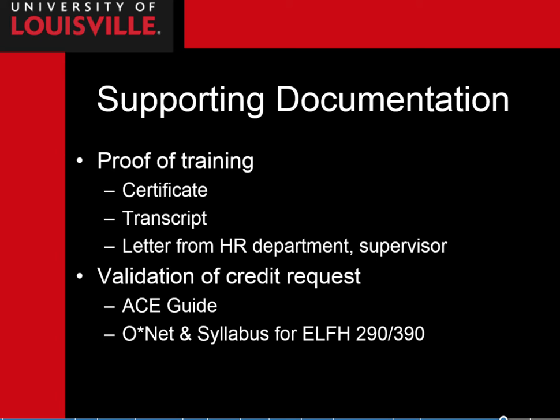Regardless of the source of your credit recommendation, the ACE guide, the host institution, or the syllabus, pay close attention to the minimum and maximum number of credit hours granted through occupational training learning credit. These are also listed in the syllabus for ELFH 290-390. Lower level credit, or ELFH 290, can be granted at a minimum of 2 credit hours and a maximum of 42. Upper level credit, or ELFH 390, can be granted at a minimum of 2 and a maximum of 18 credit hours.